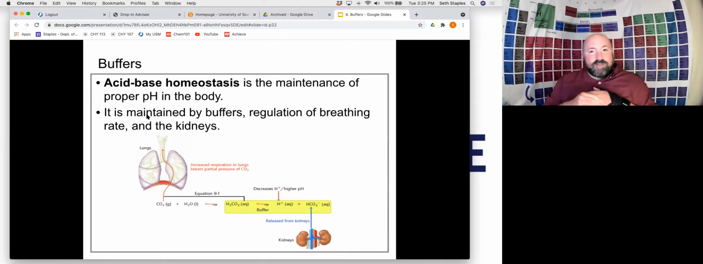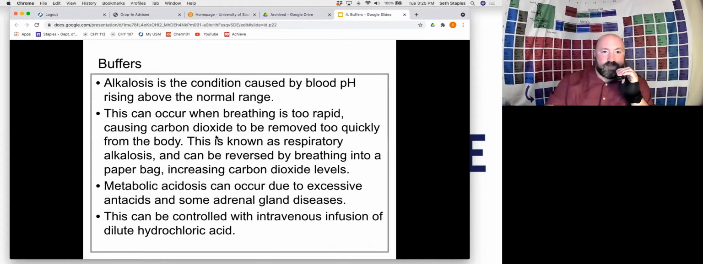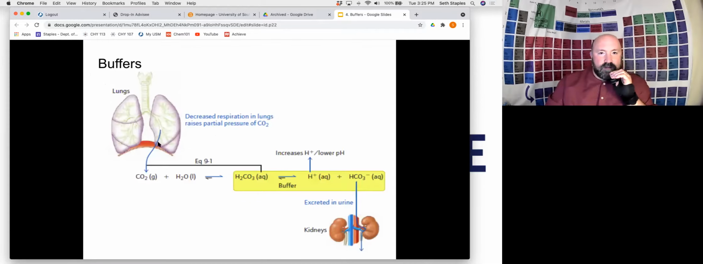Acid-base homeostasis just means the maintaining of the proper pH in the body. It's maintained by some of these buffers. And these buffers can be maintained, as we were just looking at, by the regulation of our breathing rate. Breathing out more CO2 or breathing out less CO2 will help us to maintain that carbonate buffer. Kidneys play a role by releasing some of that hydrogen carbonate ion that we need. And so we're able to maintain this buffer system and keep our pH at normal levels. And then we can see that in a little bit more detail here.